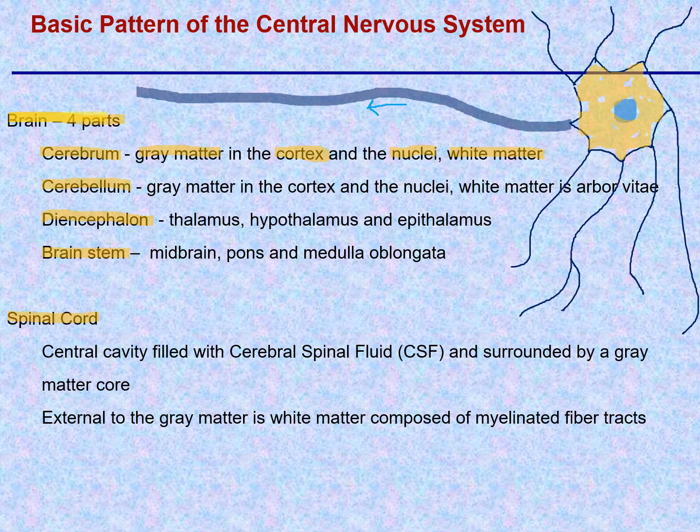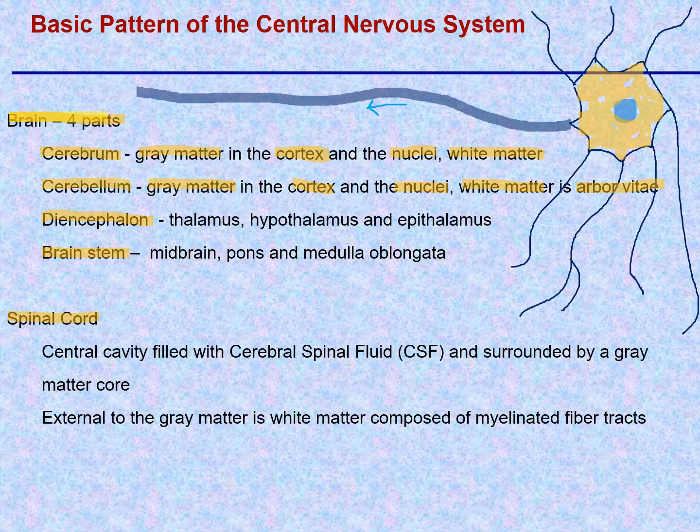Similarly, the cerebellum is made up of gray matter in its cortex and also in its nuclei, which are collections of cell bodies. They're fairly small in the cerebellum. So you have gray matter in the cortex and the nuclei, and also there's lots of white matter within the cerebellum, and it has a particular name. It's called the arbor vitae. I'll describe that in more detail later.